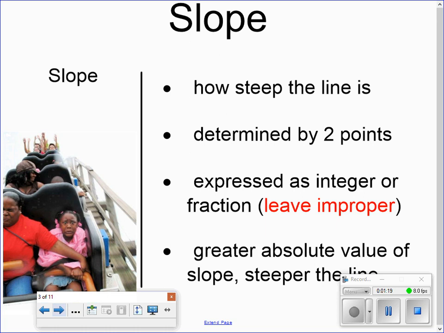Slope is going to be expressed as an integer, so that's a positive or a negative whole number, or as a fraction. And when we're expressing it as a fraction, it's important that we leave it as an improper fraction, because that will help us later down the road with graphing with slope. The slope that has the greater absolute value, whether we're looking at a positive or a negative slope, means the steeper of the two lines.